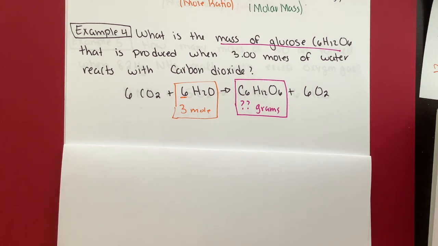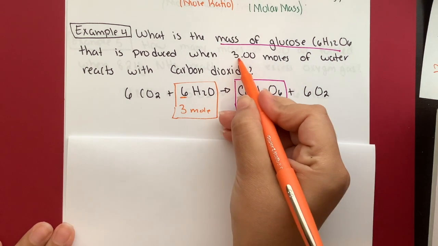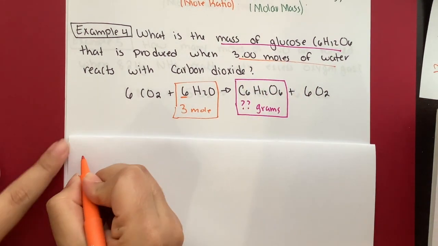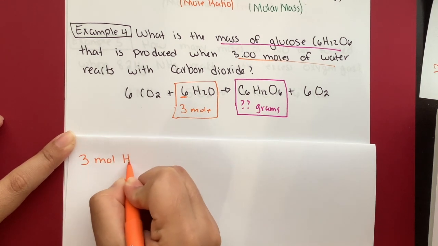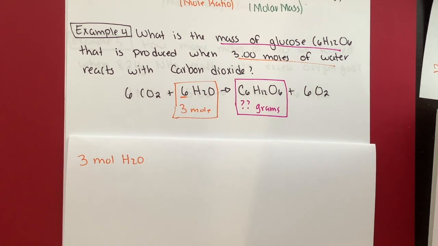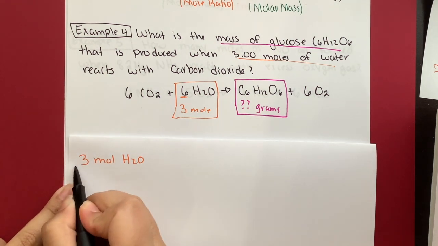Because in all of these problems, we're always going to be using mole ratio. So again, the first thing that I always do is start with what was given to me. 3 moles of water. So I'm going to start with 3 moles of H2O. I'm going to take my time, I'm going to take my trouble, write everything down.